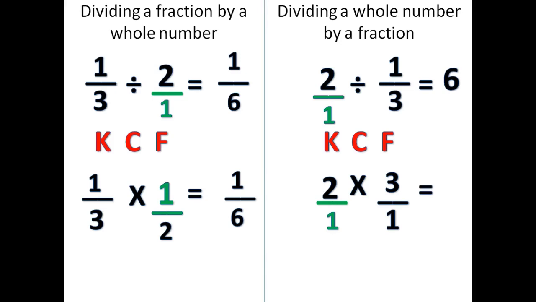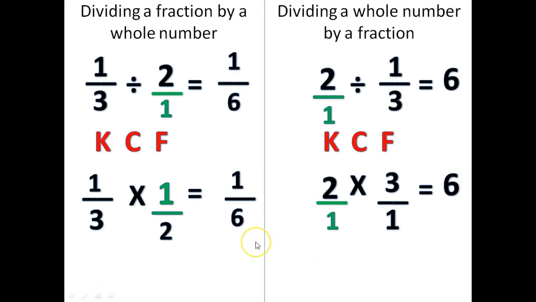2 times 3 equals 6, and 1 times 1 equals 1. Remember, when you have a 1 under a whole number, the answer is just the whole number, so you can eliminate the 1. And there's how we got 6.